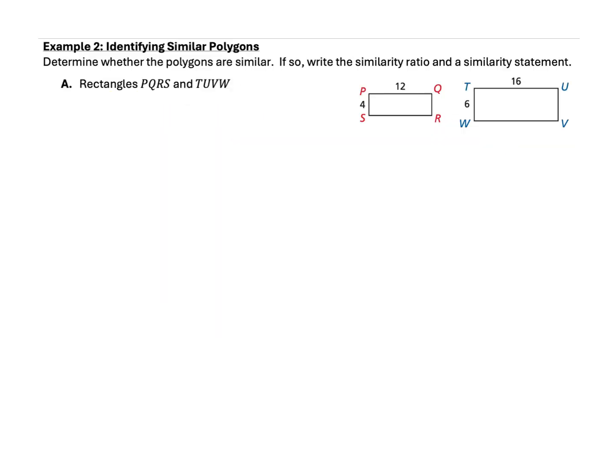In this next example, we are going to try to determine whether the polygons are similar. So we're going to check the 2 criteria. Are the angles congruent and are the corresponding sides proportional? Now, first thing to note here, and I know you've studied quadrilaterals before, but rectangles have all 90-degree angles. So in a rectangle, by definition, all 4 angles are 90 degrees.